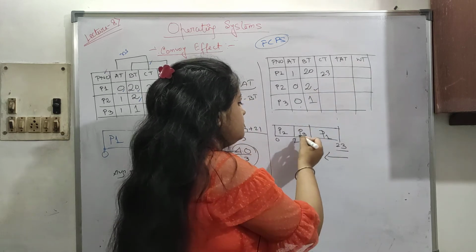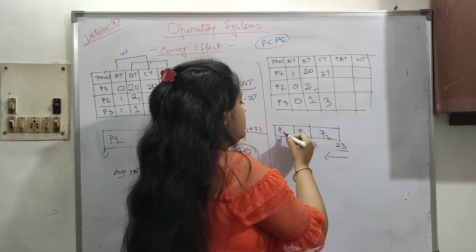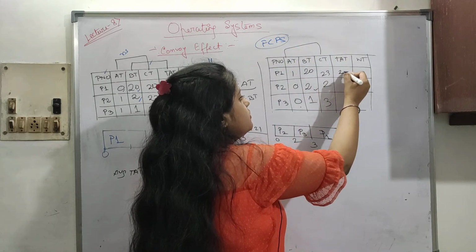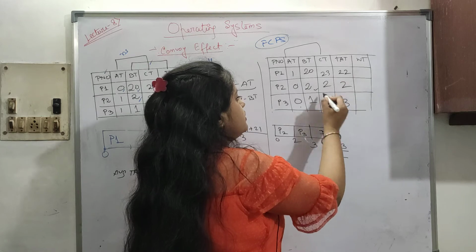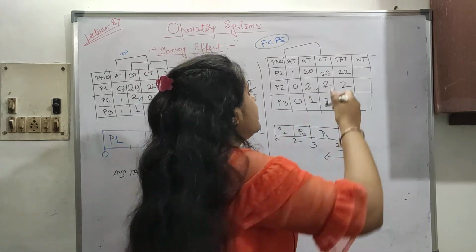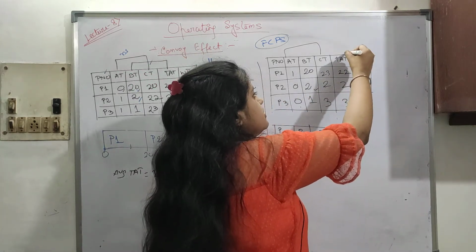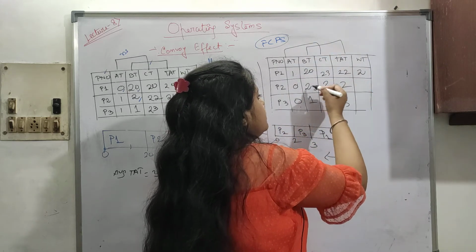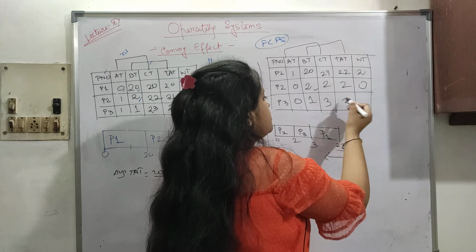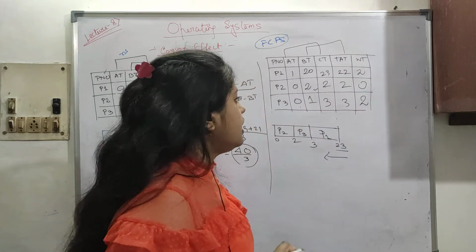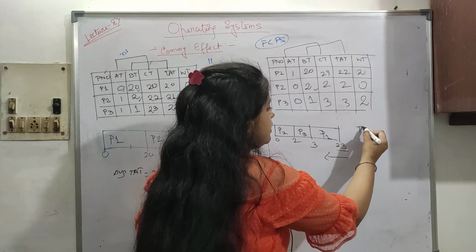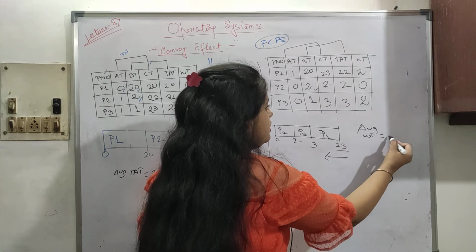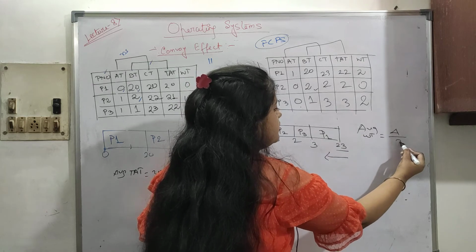From this side we see P3 is 3, P2 is 2. TAT means CT minus AT, 23 minus 1 is 22. This is 2, this is 3, 3 minus 0. Now waiting time is TAT minus BT. 22 minus 20 is 2, 2 minus 2 is 0, 3 minus 1 is 2. So now see how drastically the average waiting time changes. Average waiting time is 2 plus 2 is 4 divided by 3.